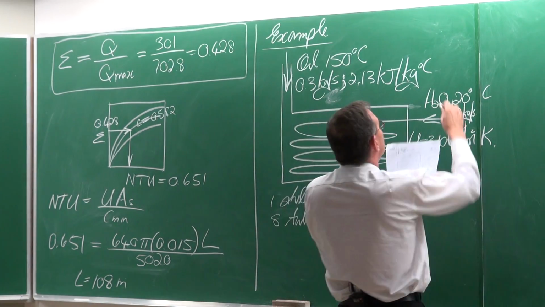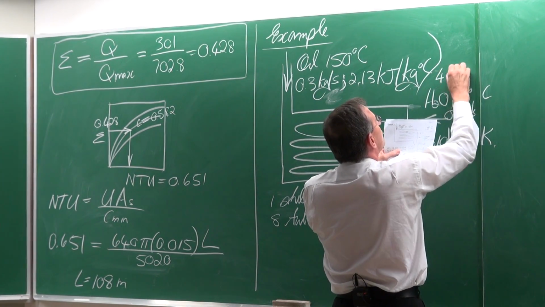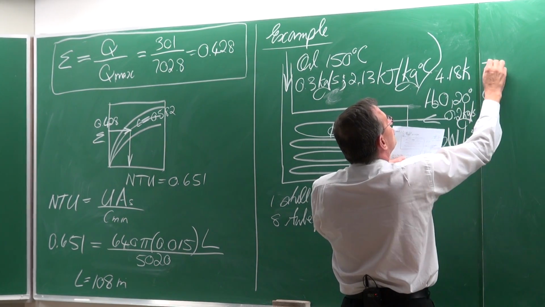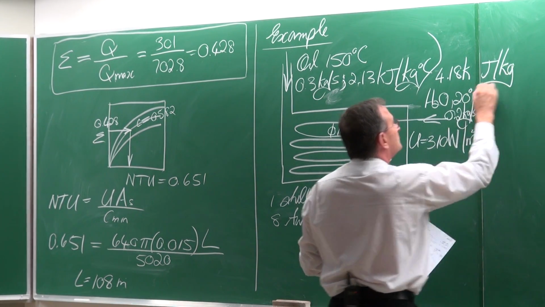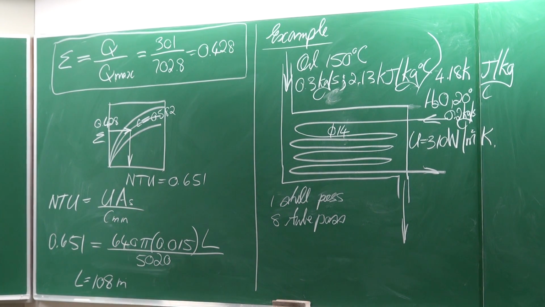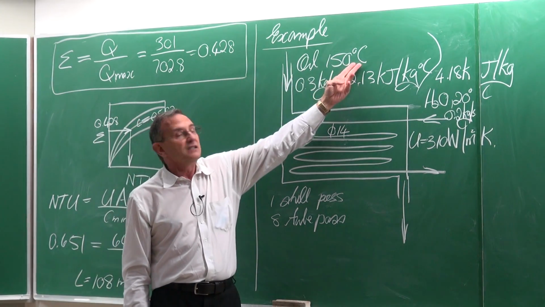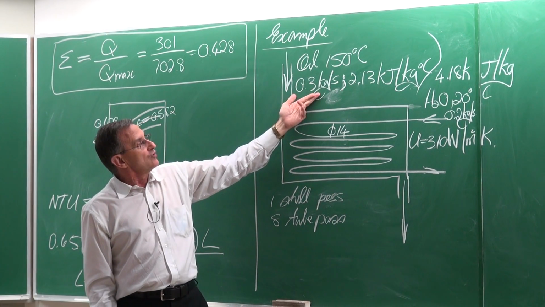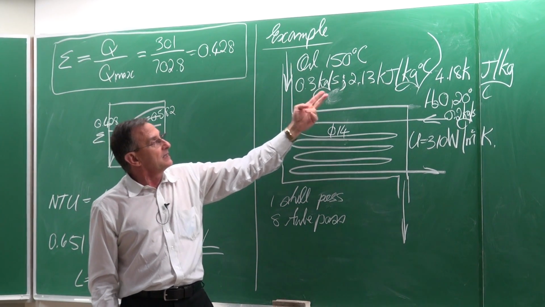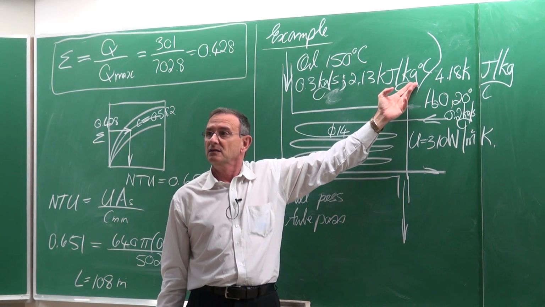And the CP of the water is 4.18 kilojoules per kilogram. Okay. I'm going to repeat all the values for you, in case you can't read it, and in case it's too close to each other. Okay. Let's start. Oil, 150 degrees Celsius, mass flow rate 0.3 kilograms per second, and the CP is 2.13 kilojoules per kilogram degree Celsius. Everybody's got it?